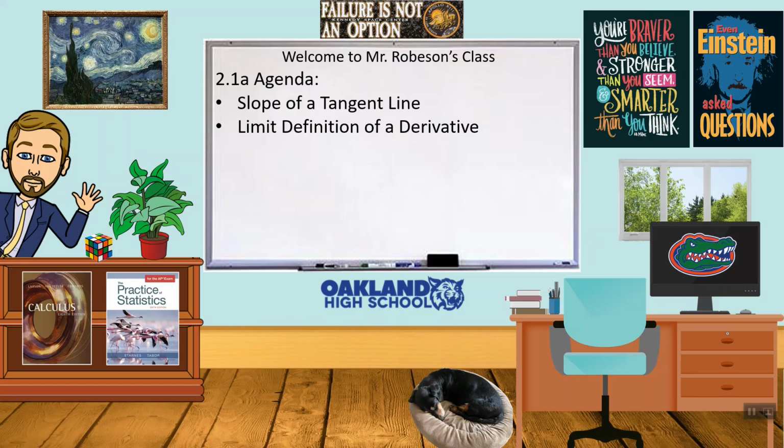All right, and that's it for today. I know some of this stuff looked pretty difficult, but don't worry, we've got shortcuts coming, and we're going to do this a lot, so we'll practice. So we're looking at slopes of a tangent line and the limit definition of a derivative.